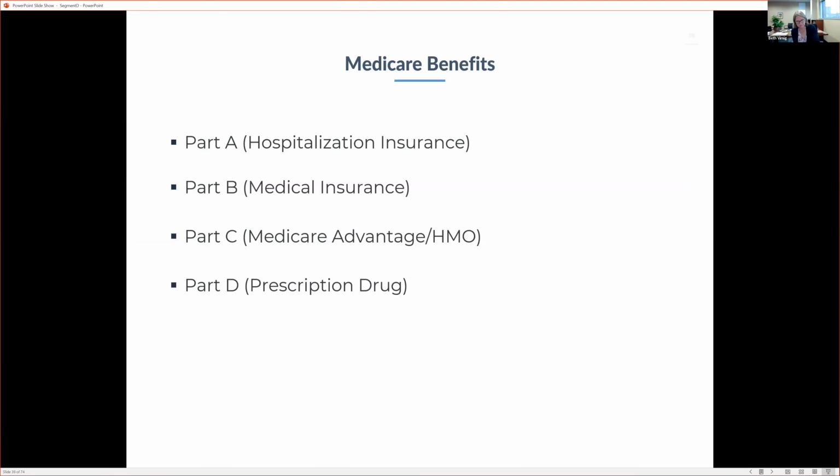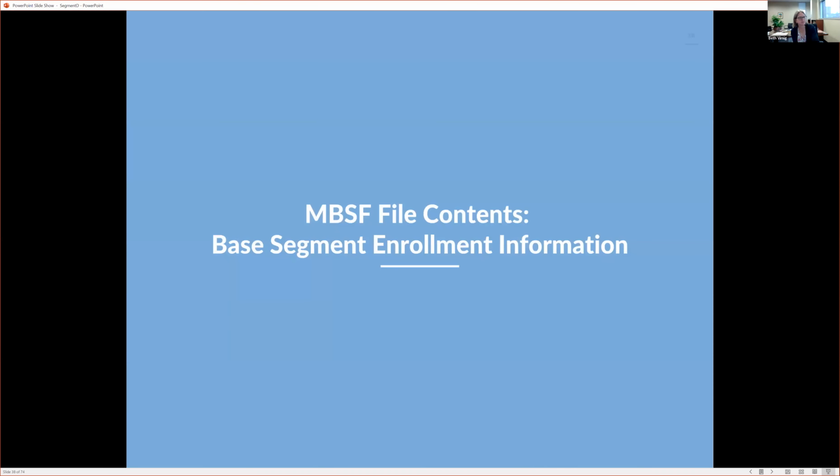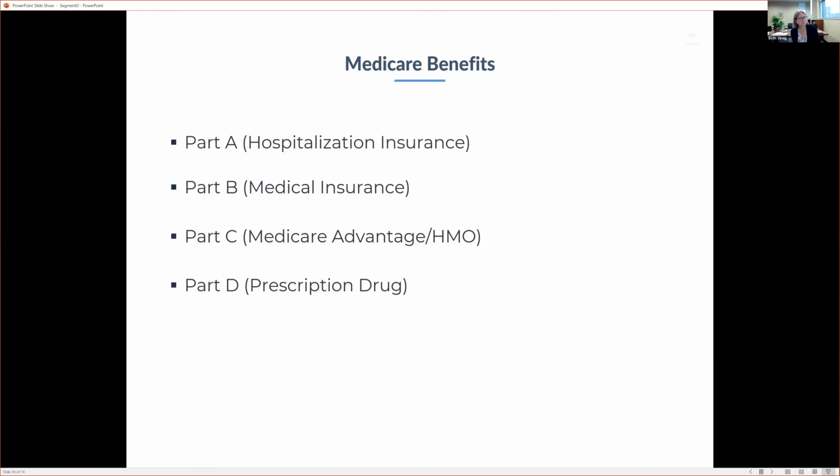The Medicare benefits. So this is the next segment, the base segment. As you remember, we've got Part A, Part B, Part C and Part D. So again, we know that these are going to be overlapping in that grid that I showed you this morning.